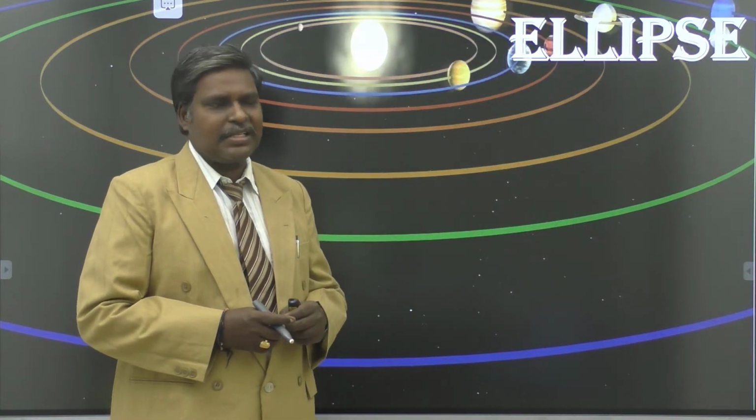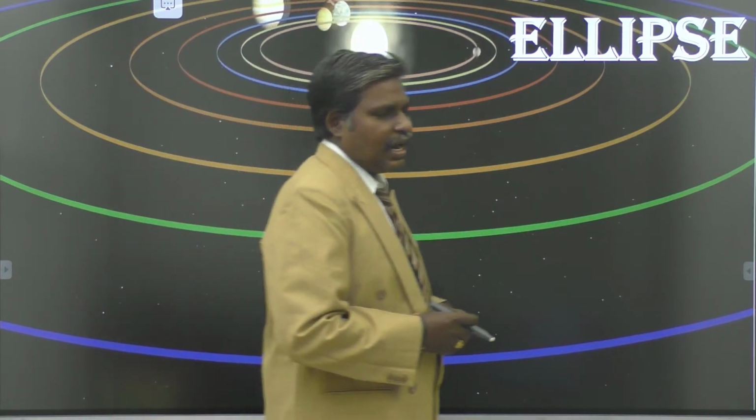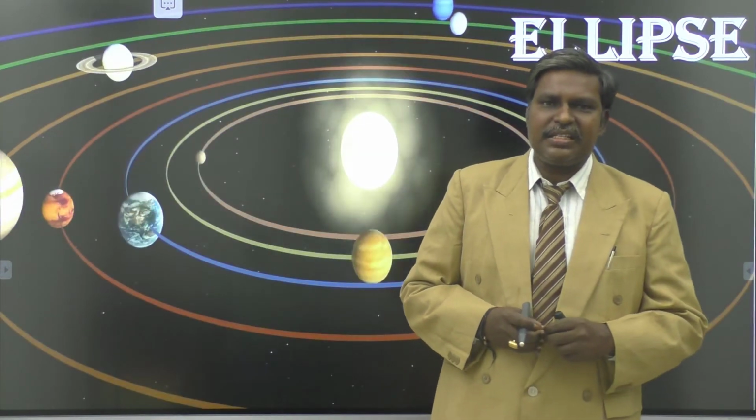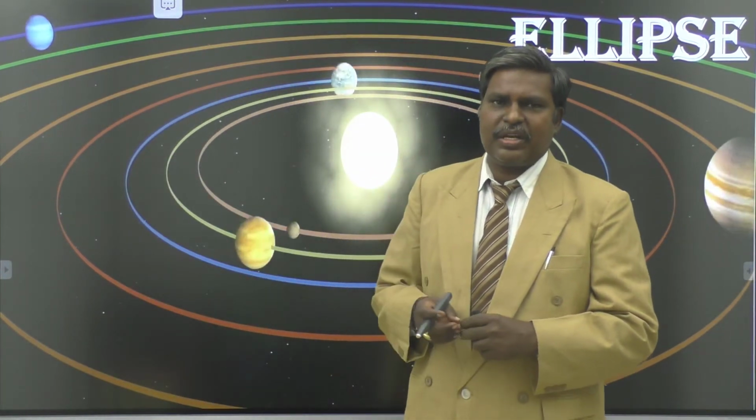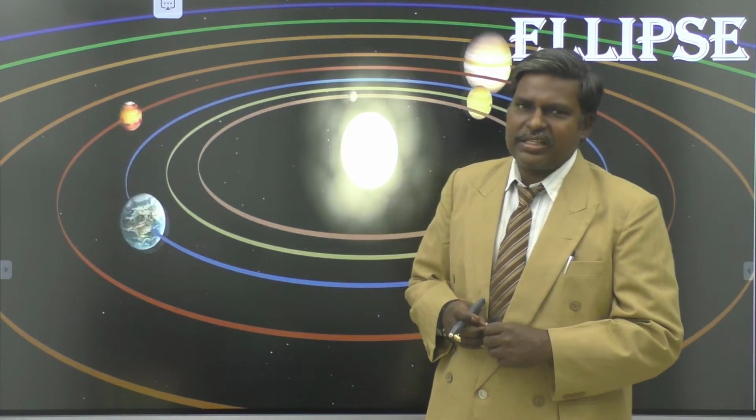If it is outside the ellipse, both the points of intersection are imaginary. So the condition that the line y equal to mx plus c is tangent to the ellipse x square by a square plus y square by b square equal to 1 is what? c square is equal to a square m square plus b square.